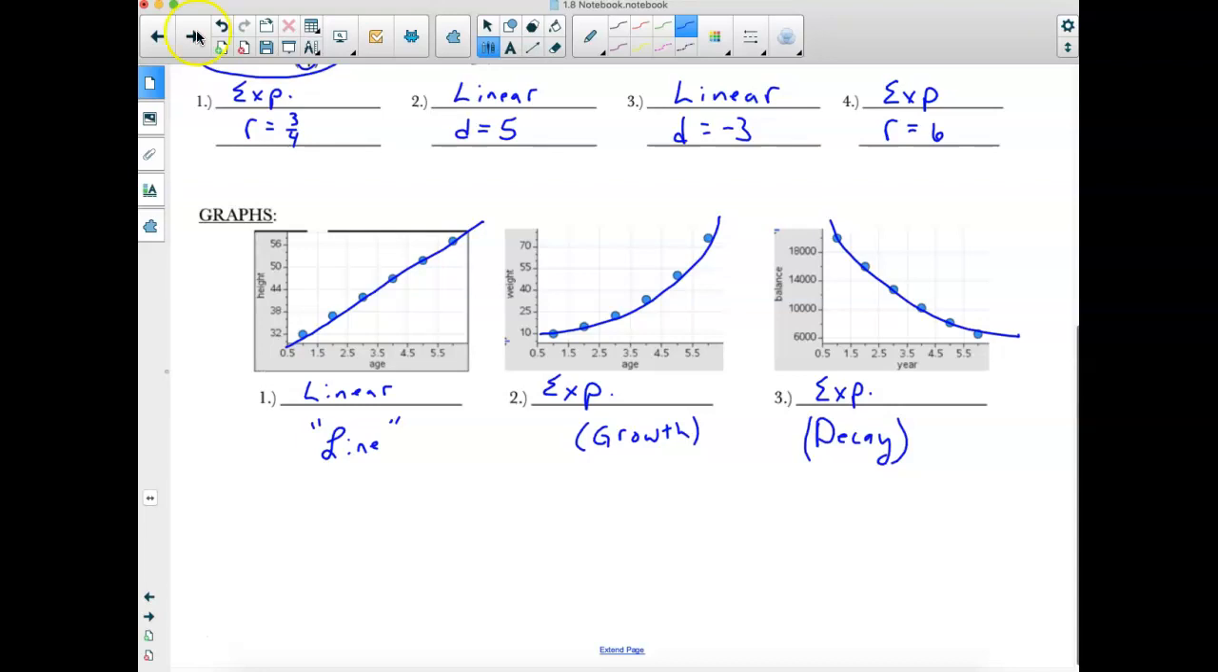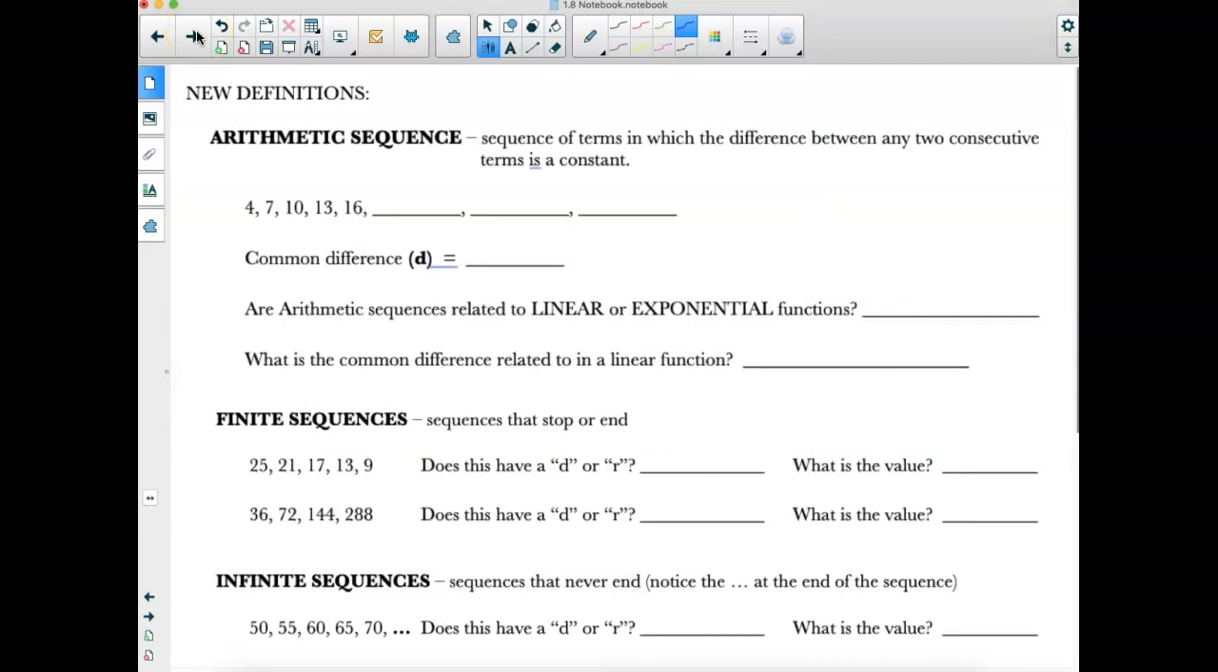So as we move past here, we're going to be looking at arithmetic sequences. A few new definitions. You did work with these in Algebra 1, I know. What is an arithmetic sequence? Well, it's a sequence of terms in which the difference between any two consecutive terms is a constant.